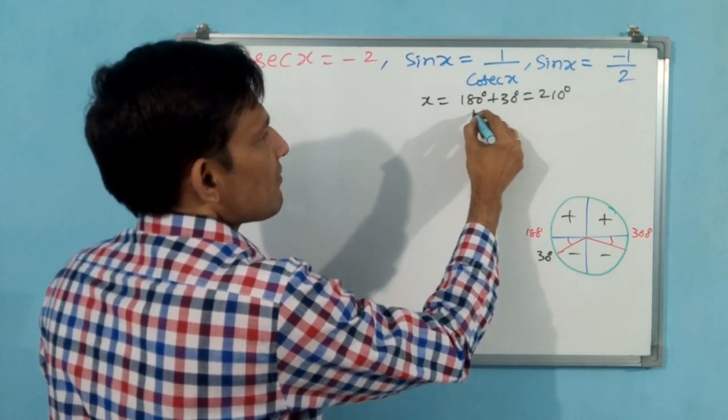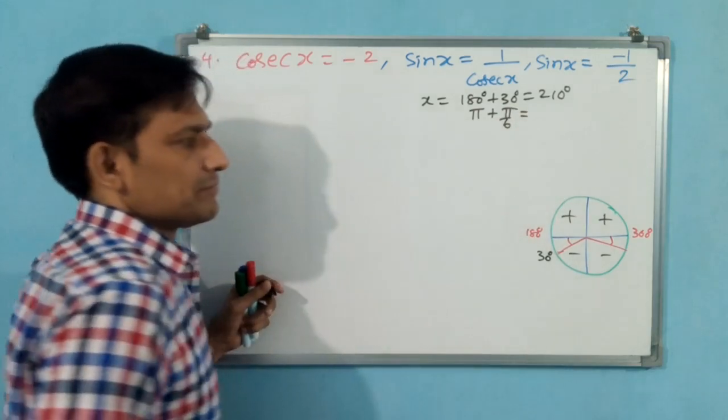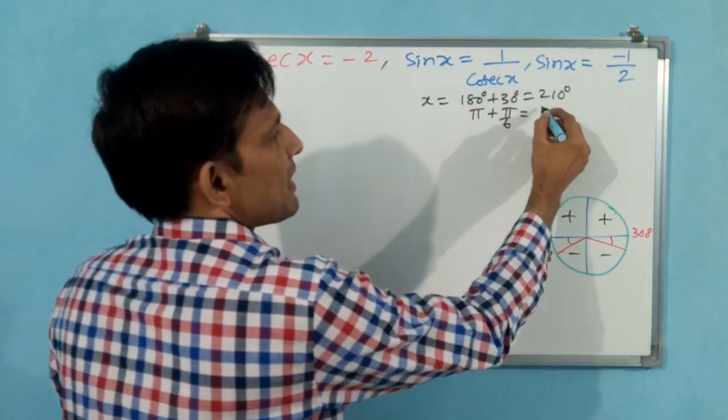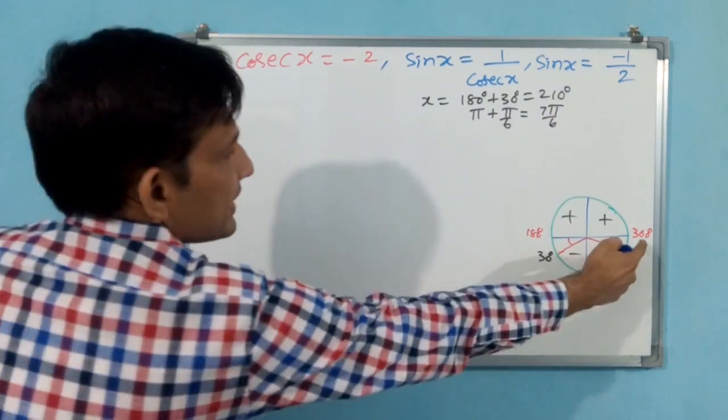How can we convert into radians? Pi plus pi by 6. 6 pi plus pi, 7 pi by 6. What about the other angle? The other angle is this one.